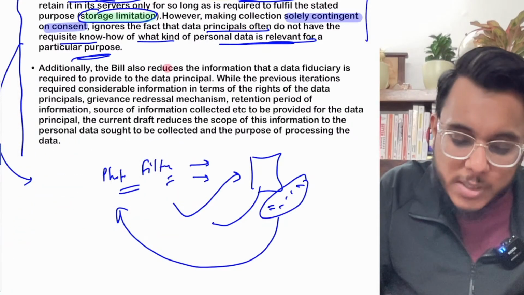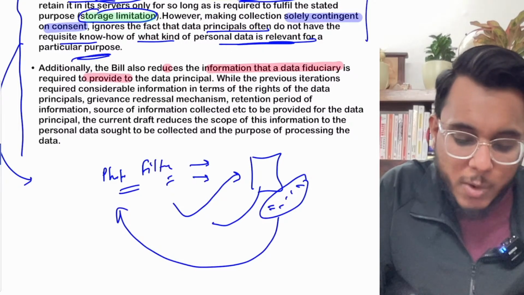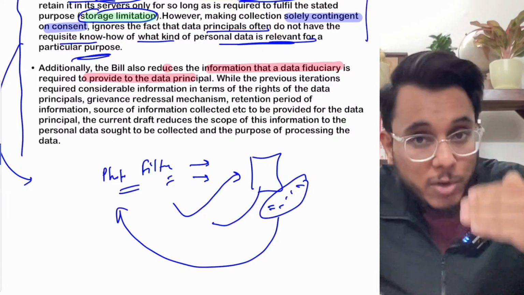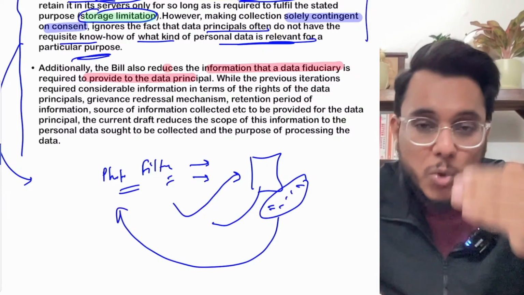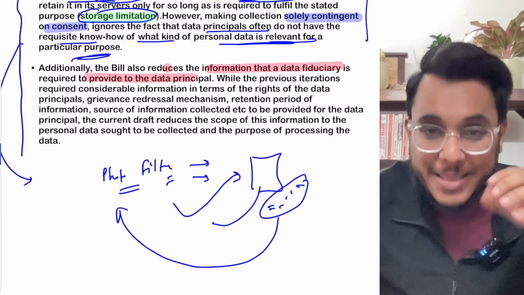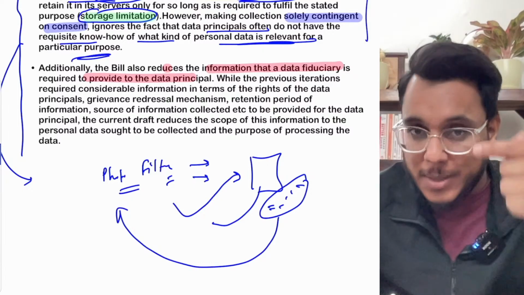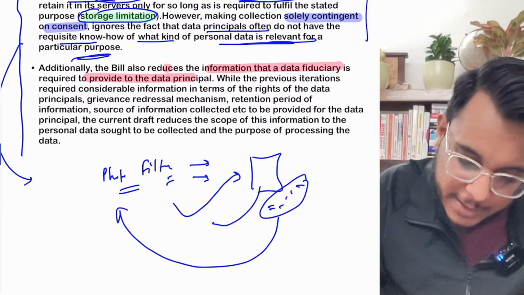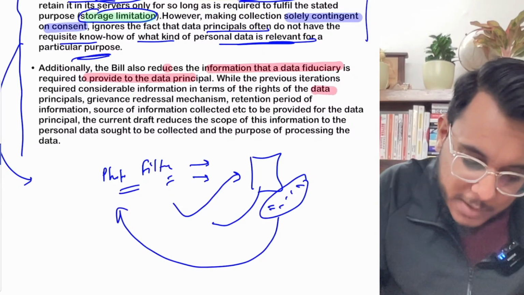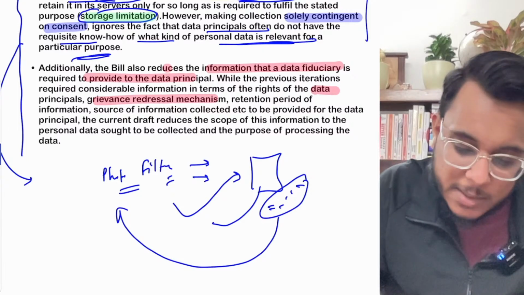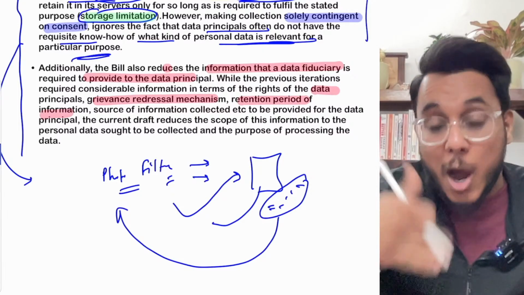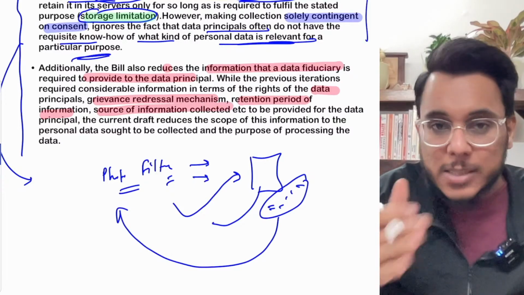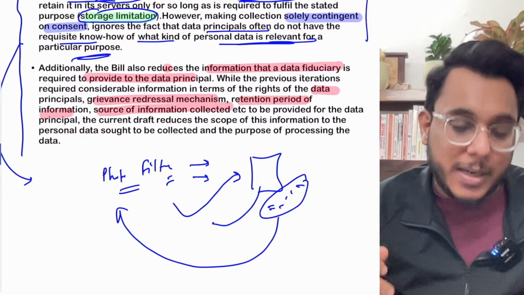The bill also reduces the information that a data fiduciary is required to provide to the data principal. Now, the earlier bill had a lot of obligations imposed on the data fiduciary. For example, they needed to tell the data principal, the person whose data it is, that there is a grievance redressal mechanism, the retention period of the information, how much time they will be storing that information, the source of the information collected. All these things were to be told to the data principal.